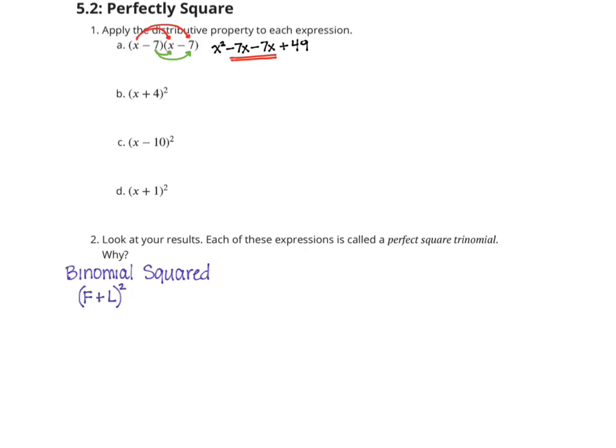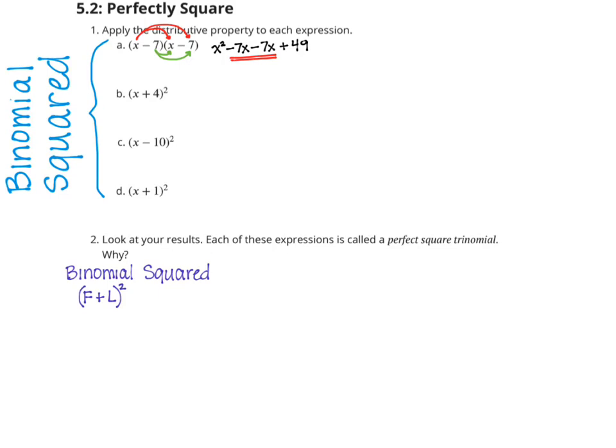Now, down here you'll see these are binomial squares, and for a moment I want you to look at all of these, because we're going to use this terminology. There's the first term of the binomial, and then plus the last term of the binomial. So in this problem up here in part A, the first term is x, and the last term is negative 7. So in this binomial squared, we have the first plus the last.